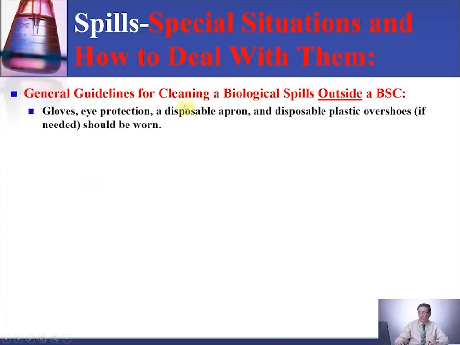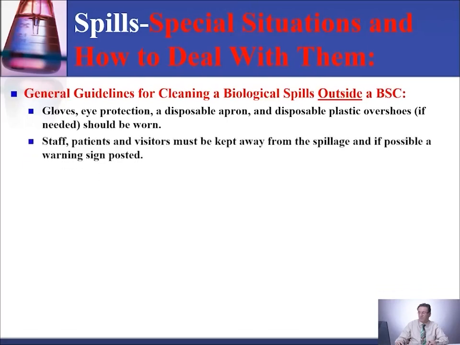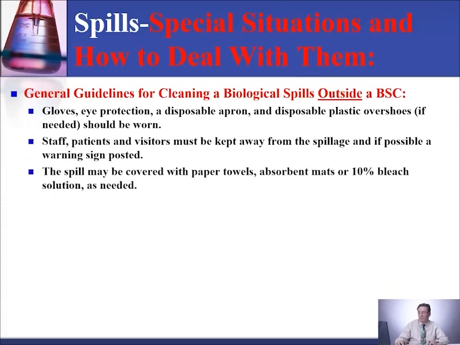What about if you have a spill outside the safety cabinet? Gloves, eye protection, a disposable apron, and disposable elastic overshoes, if needed, should be worn. Staff, patients, and visitors must be kept away from the spillage area if possible, and you need to post a warning sign. The spill may be covered with paper towel, absorbent mats, or 10% bleach solution as needed.